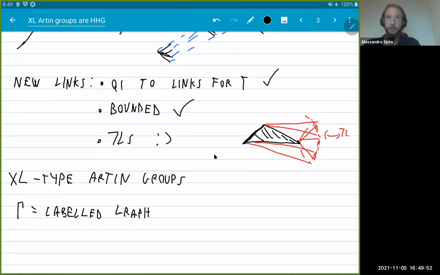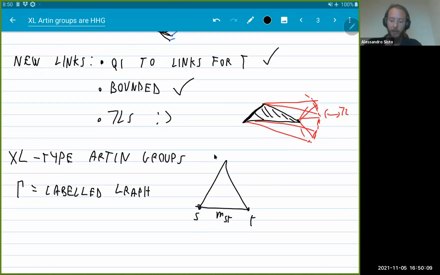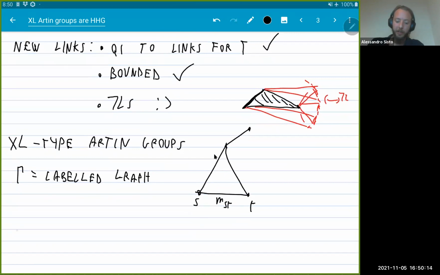Okay, so you have a graph with vertices S and T, and then you have some positive integers as labels, M_ST. At least 2, I guess. Yeah. Okay, and you make a presentation out of it.